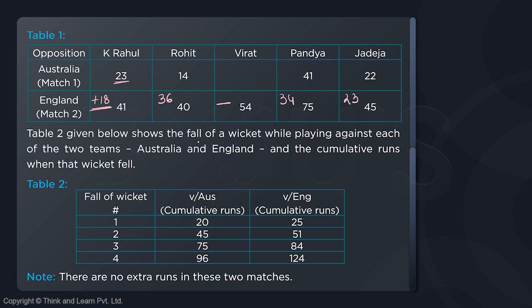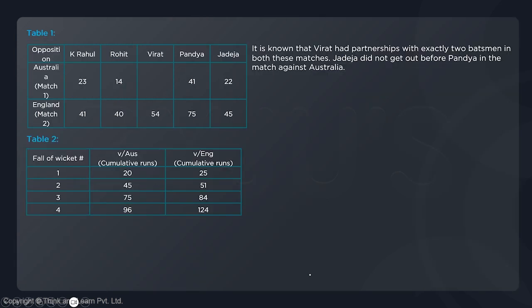Table 2 given below shows the fall of wickets while playing against each of the two teams. So at what score the wickets were falling is also given to you in Table 2, and there are no extra runs in these two matches. So let's start making this data. I have made this table on this page, so I've just put them in a shorter format.